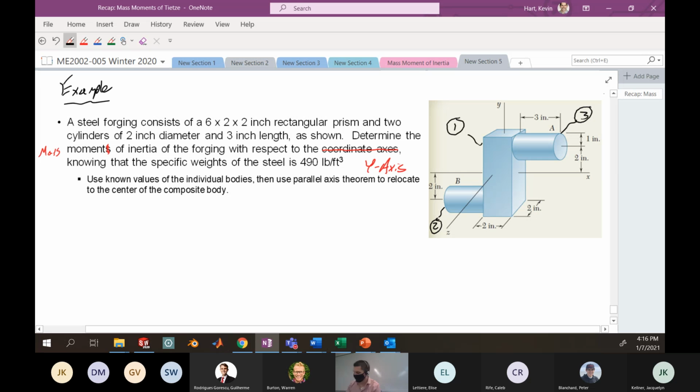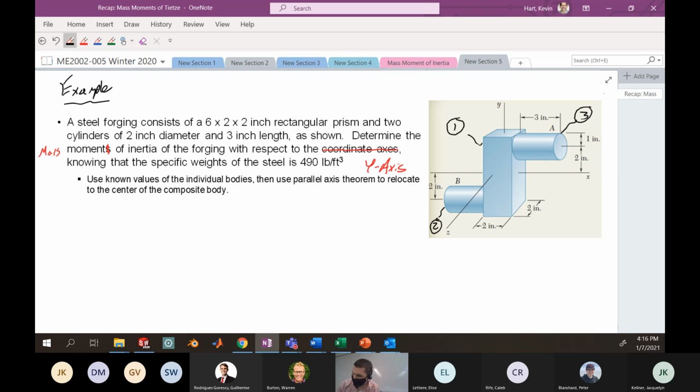Objects two and three are more or less the same dimension. They're going to contribute the same to the mass moment of inertia about the y-axis, and we'll show why in just a second. Now, the idea is that for each of these objects, you could go to a table in your book and find the mass moment of inertia about its own centroidal axis. It's pretty straightforward and easy to do.